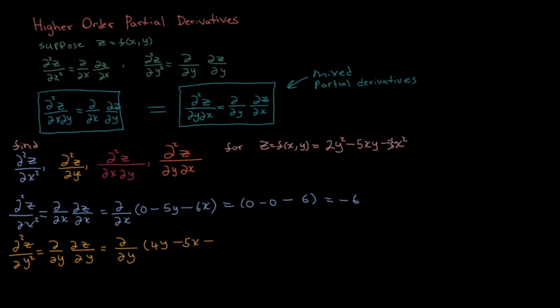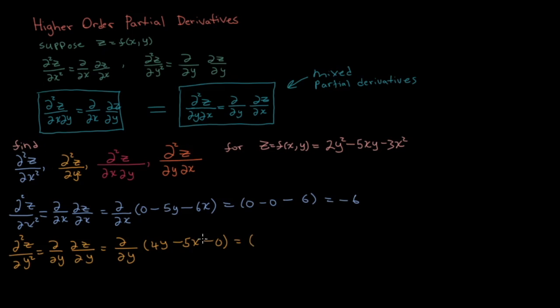And then, since there's no y term here, this just goes to 0, because the 3 and the x squared are constants. So that goes to 0. And now we're going to take the partial derivative of this again with respect to y. So let's go ahead and do that.